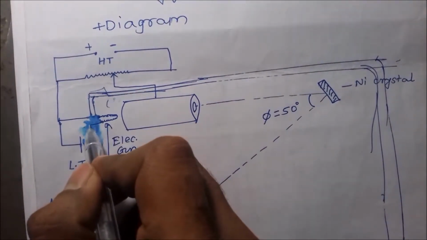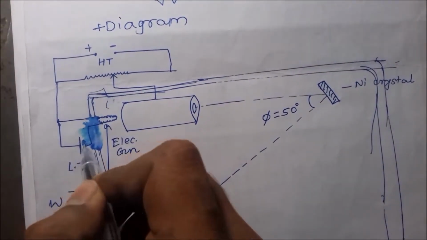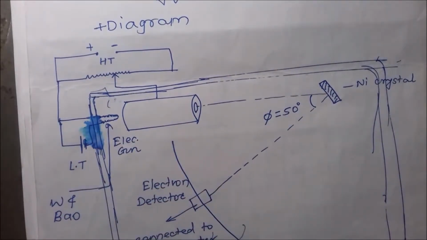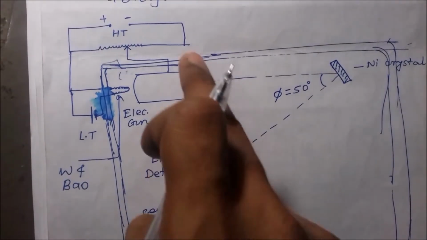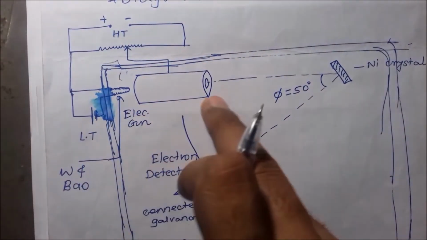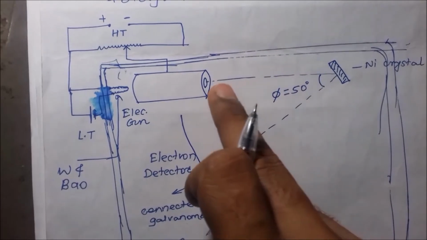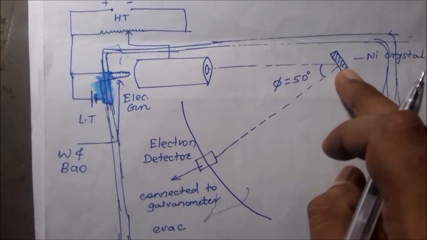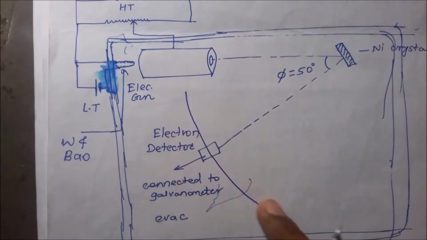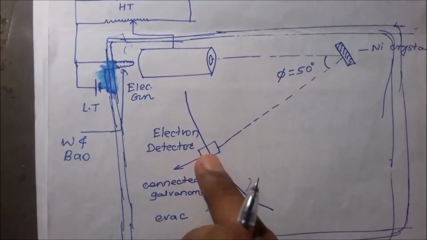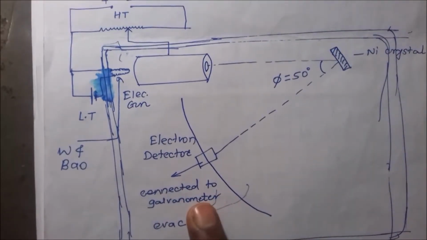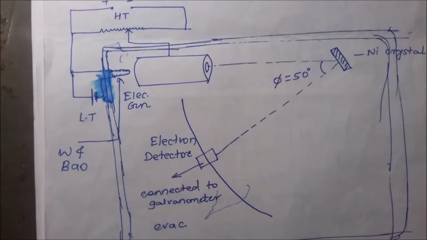Here arrangement is like this. So this is the electron gun. From electron gun, electrons are emitted. Fast moving electrons are bombarded on the nickel crystal. They get diffracted. Diffracted electrons are detected at this place by detector. Detector is connected with galvanometer. Current more in the galvanometer means electron more striking the detector.